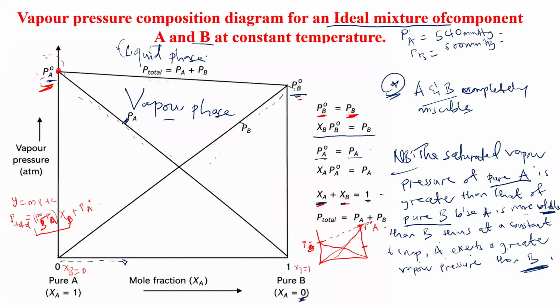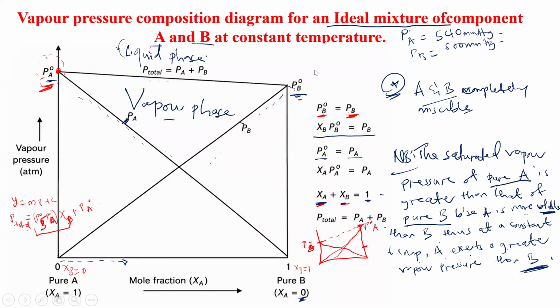Now, you recall at this point, are we there? Read for me, what is the mole fraction of B at this point, at this end? The mole fraction of B is equal to 1. Are we there? Now, if it is equal to 1, let's substitute, and you see where it is coming from.